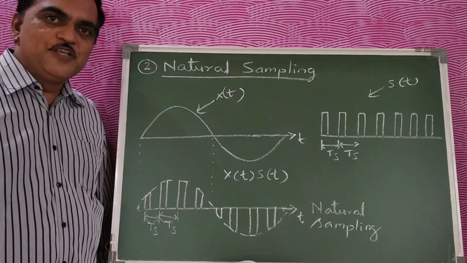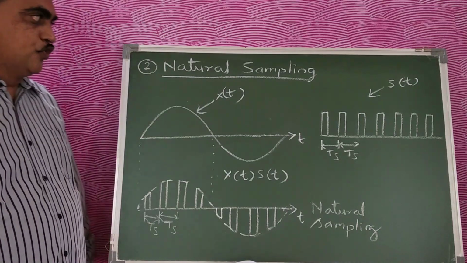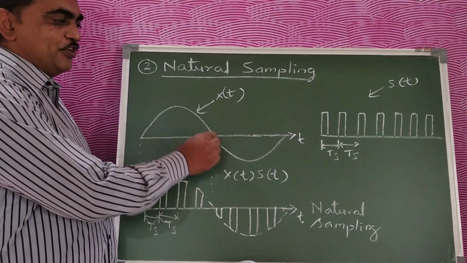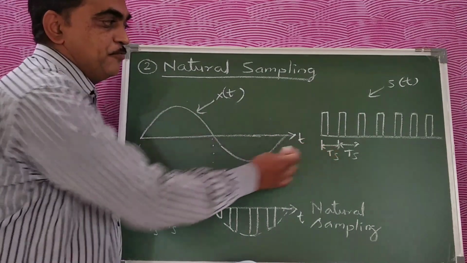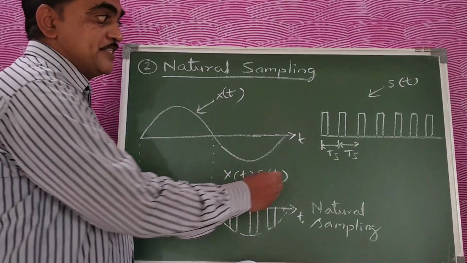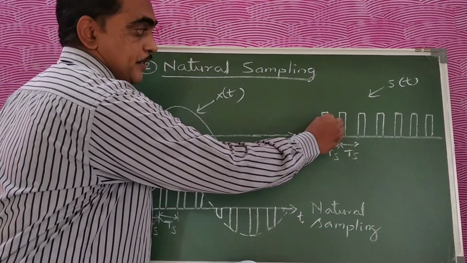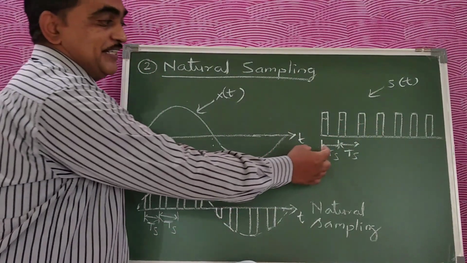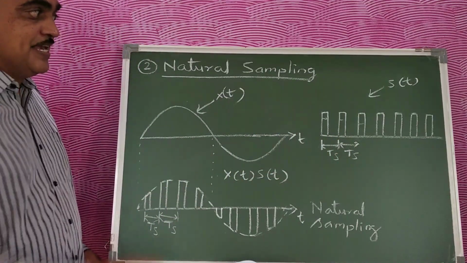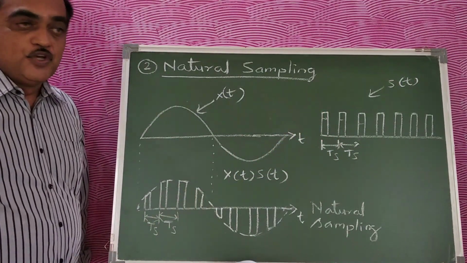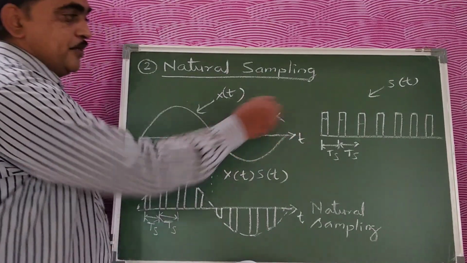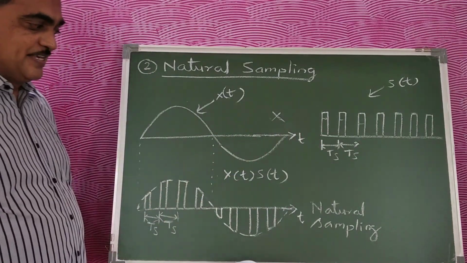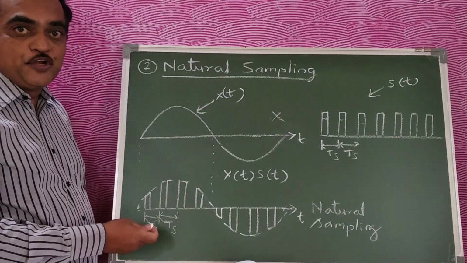Dear students, now we'll see the second type of sampling, which is called natural sampling. Now here if you see, this is our analog signal and these are the train of pulses, which have constant width. The width is constant and the position is constant. They have time period T between each pulse and their amplitude also is constant. Now when you multiply the analog signal by the train of pulses, we will get a pulse amplitude modulated wave in this way.